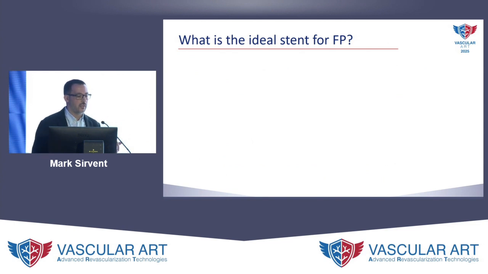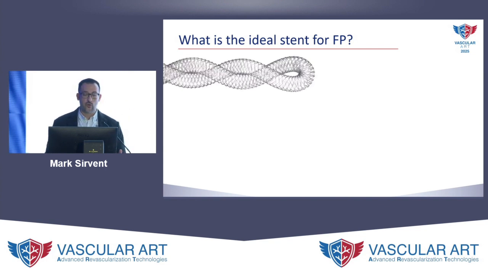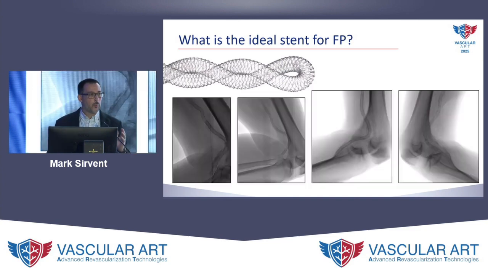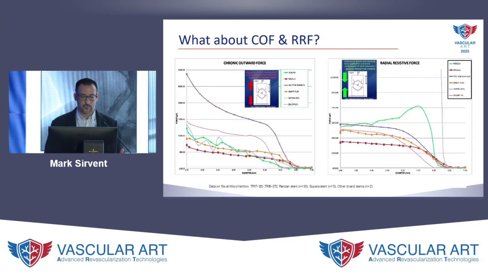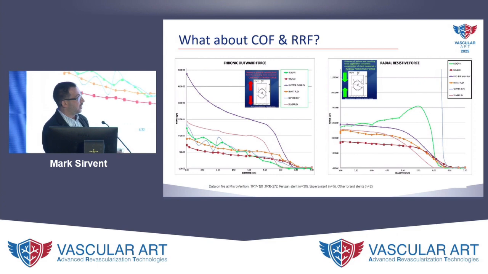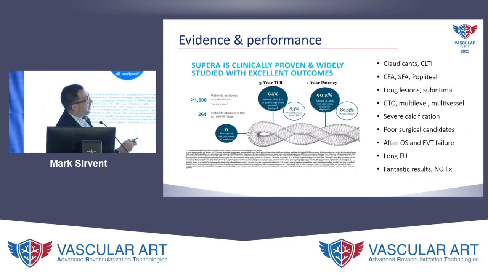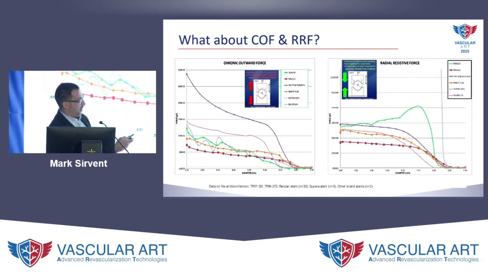So, what is the ideal stent? According to these features, I'm sure you are thinking of Supera. It's a real mimetic stent, with low COF and radial resistive force. Look at this slide. If you are able to deploy the stent properly, the radial resistive force is amazing.